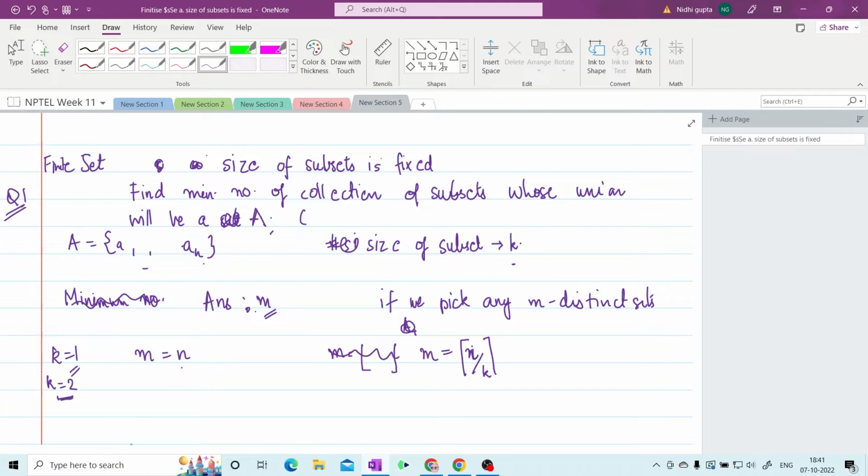How did you get this as the answer, through the pigeonhole principle, ma'am? Okay, so if your k is 2, m is n by 2, you mean the ceiling function of n by 2? Yes, ma'am.